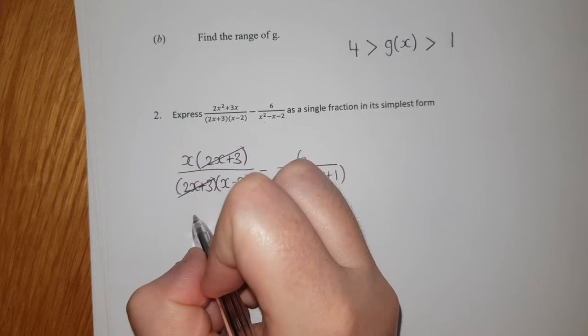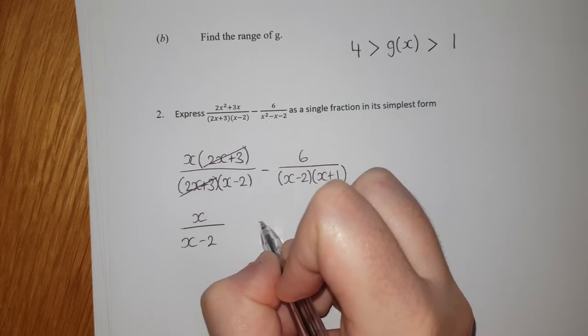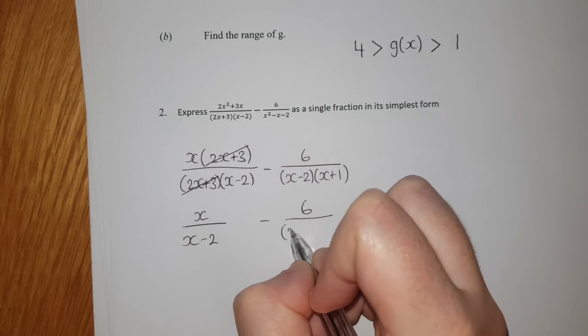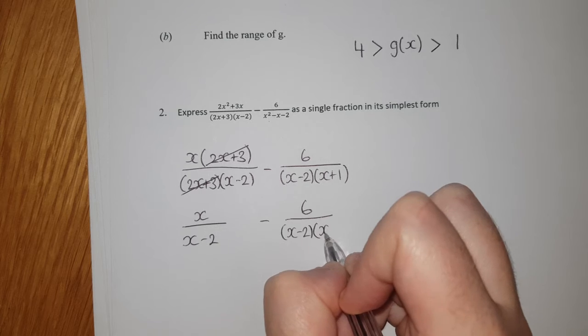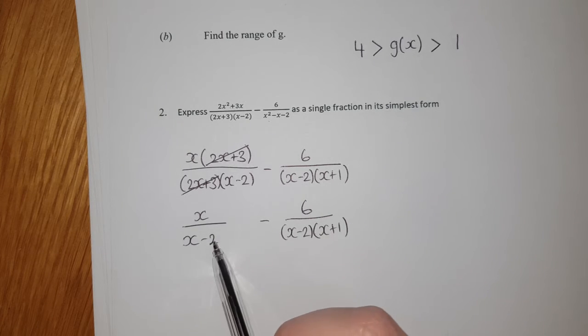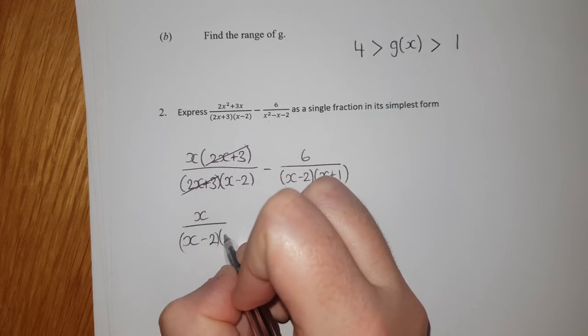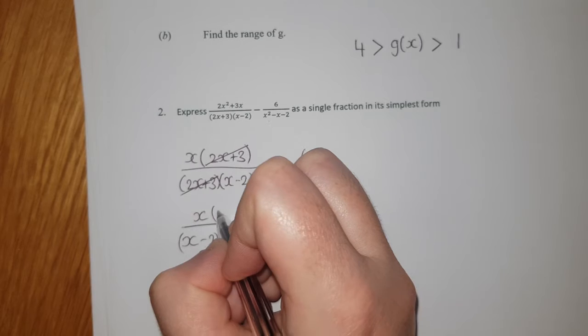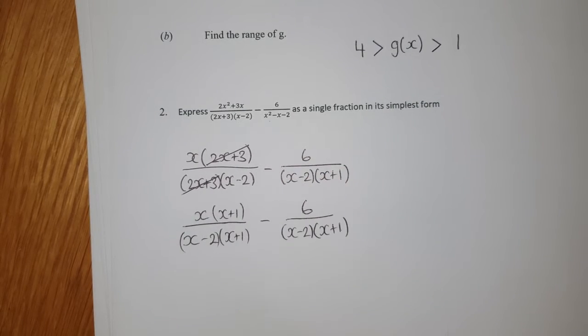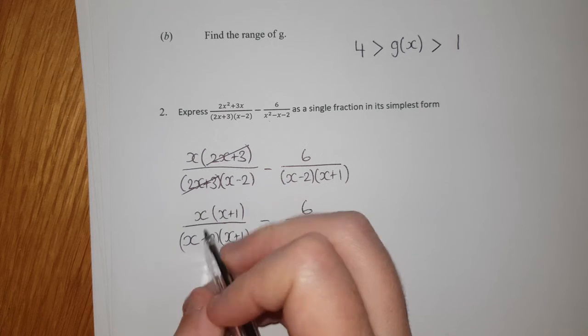Okay, so I'm now looking at x over x minus 2 minus, and then 6 over x minus 2, x plus 1. Now I've left a bit of a gap, because to give these the same denominator, this fraction basically needs multiplying by x plus 1. So I can just put an x plus 1 on the bottom and an x plus 1 on the top. That then means they've got the same denominator, so I can just put the numerators together.